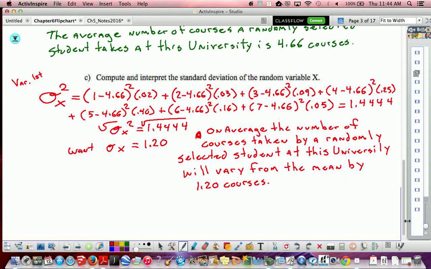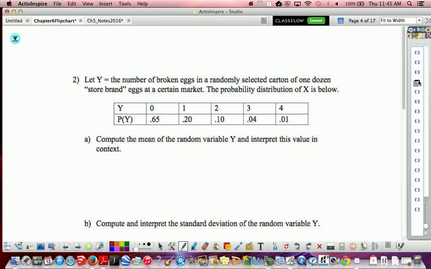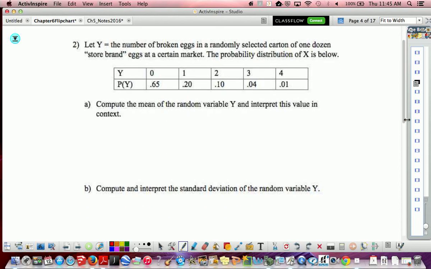As you're waiting for me to go to the next page, why don't you flip to the next page and start working on calculating the mean and the standard deviation of the second problem. I believe it's talking about eggs. I'll read the problem, then give you a little bit of time to work on it first. It says, let y equal the number of broken eggs in a randomly selected carton of 1 dozen store brand eggs at a certain market. The probability distribution is shown below. So 0, 1, 2, 3, or 4.